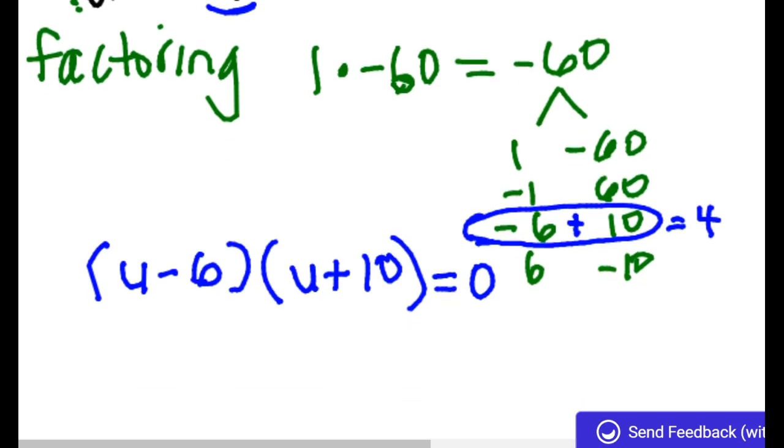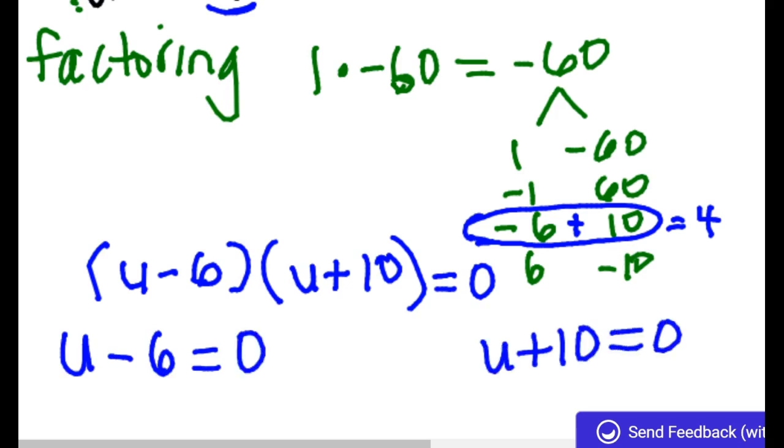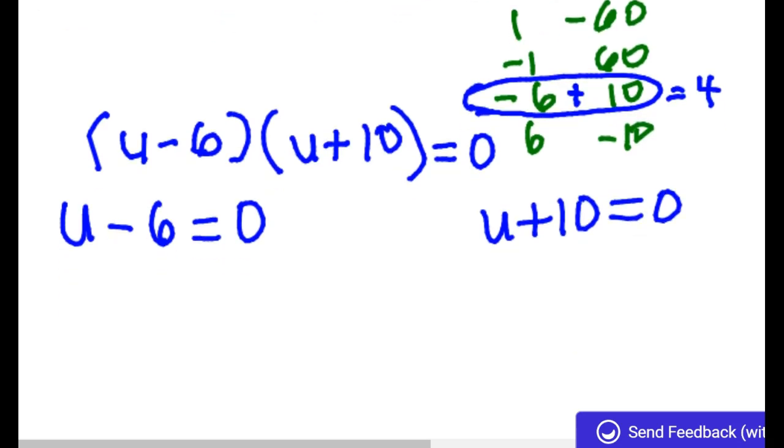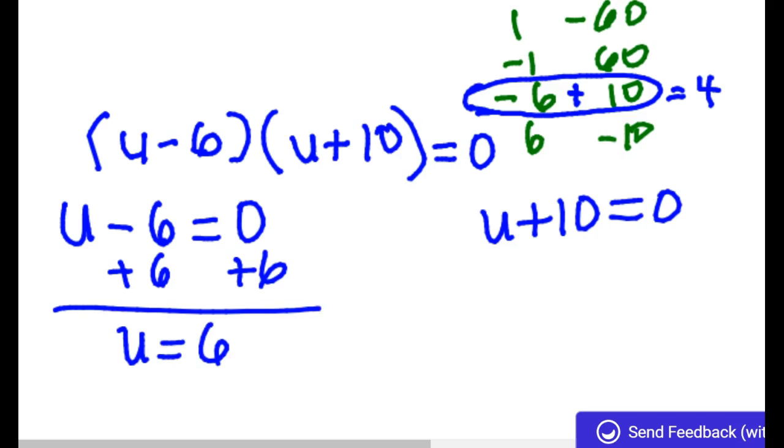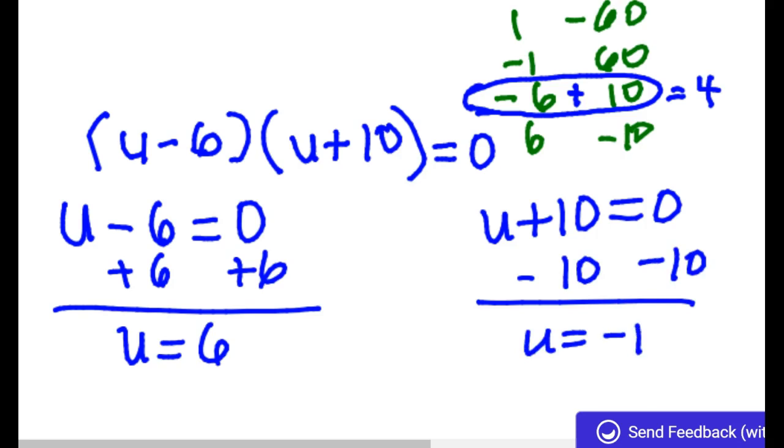What does this mean? Remember, 0 multiplied by any number is 0. So if either one of these factors is 0, then our product would be 0. That is why we set each factor equal to 0: u minus 6 equals 0, and u plus 10 equals 0. Add 6 to both sides, and we find that u equals 6. Or subtract 10 from both sides, and we find that u equals negative 10.